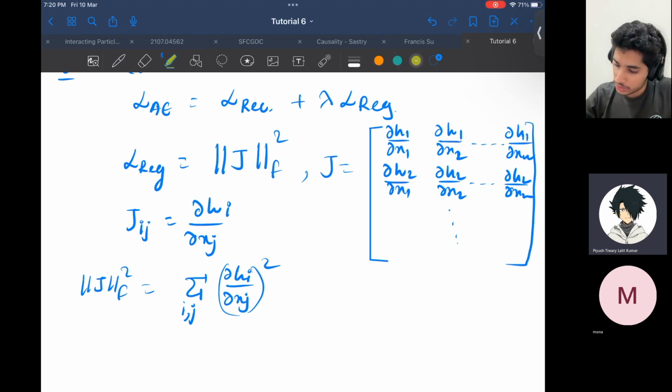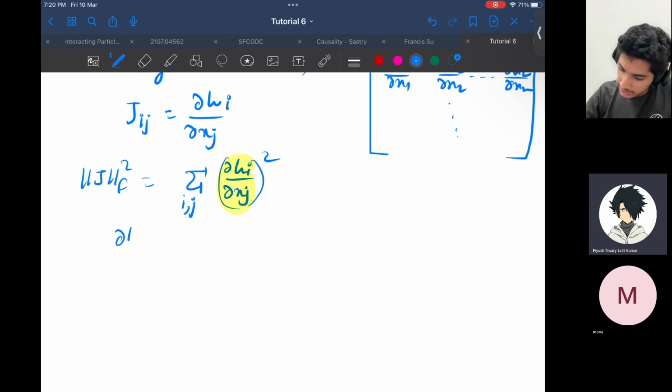So let us think about it. Let us take one term, let's say del h1 by del x1. So what is it? Derivatives, you can look at as rate of change. So it is rate of change.